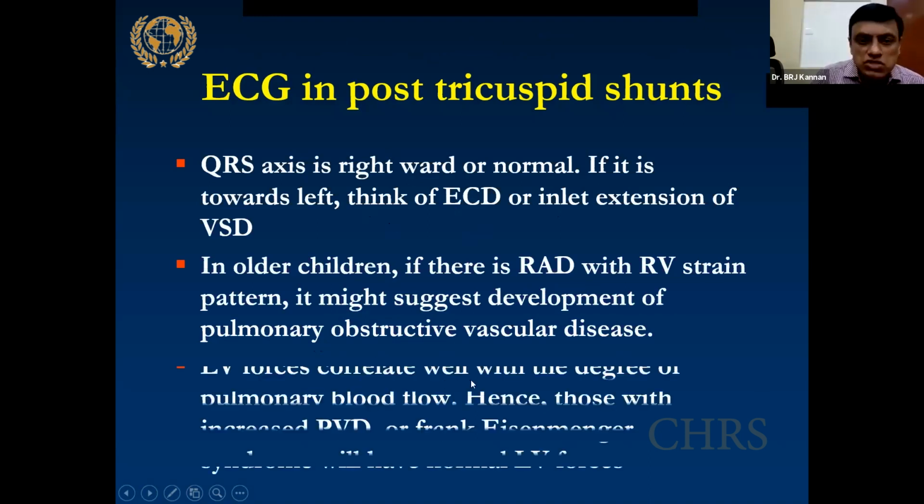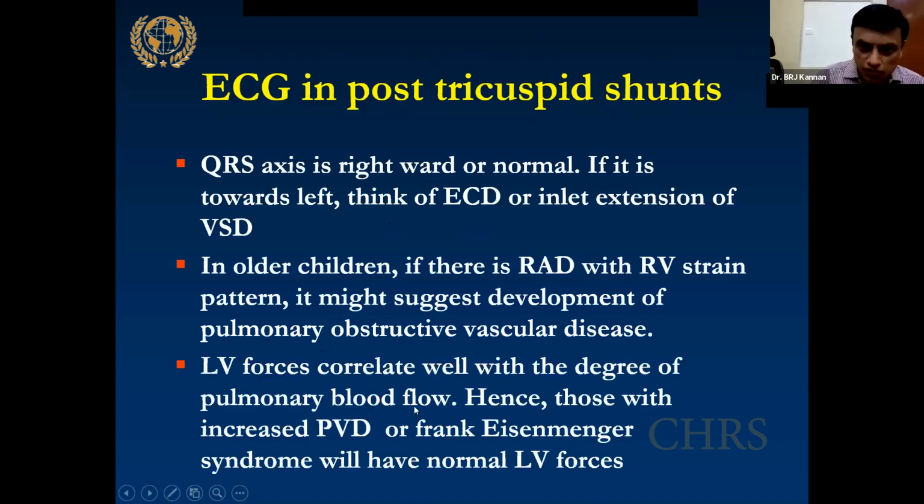LV forces correlate very well with the degree of pulmonary blood flow. Hence, those with increased pulmonary vascular disease or frank Eisenmenger syndrome will not have a tall LV. It will become normal LV. The tall LV QRS complexes becoming normal QRS complexes means that pulmonary vascular disease has set in and the patient is going towards Eisenmenger syndrome. This is how we can utilize the ECG in the post-tricuspid shunts.